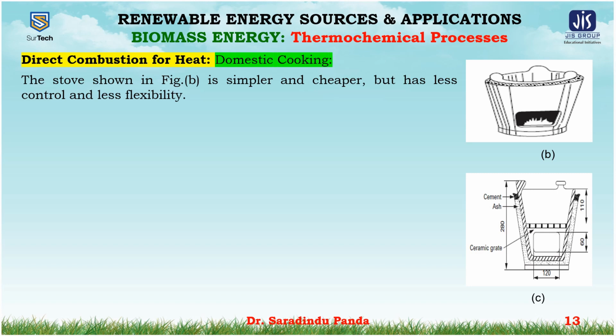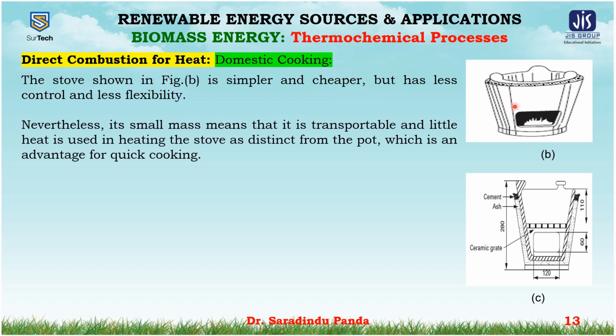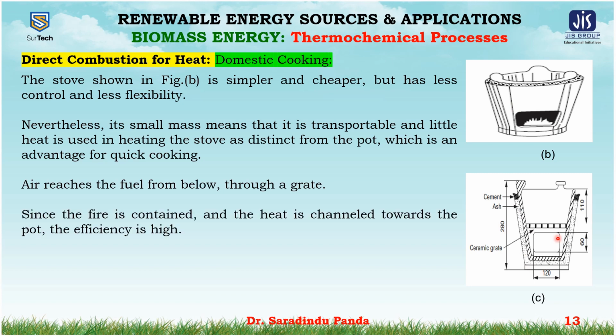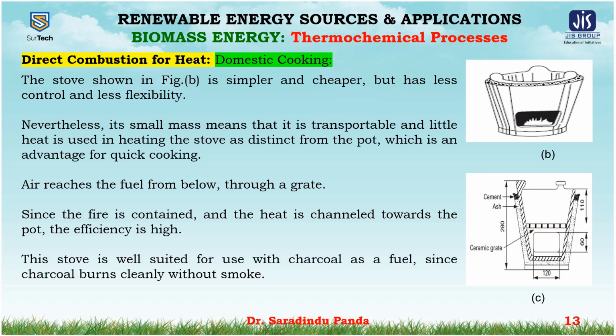In figure B, the stove is simpler and cheaper, but has less control and less flexibility. Nevertheless, its small mass means that it is transportable and little heat is used in heating the stove as distinct from the pot, which is an advantage for quick cooking. Air reaches the fuel from below through a grate. Since the fire is contained and the heat is channeled towards the pot, the efficiency is very high. The grate is made of ceramic. This stove is well suited for use with charcoal as a fuel, since charcoal burns cleanly without smoke.